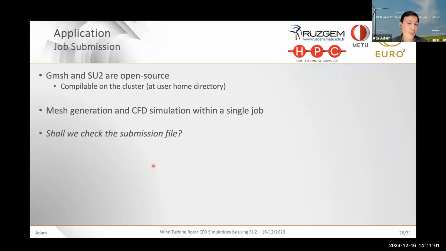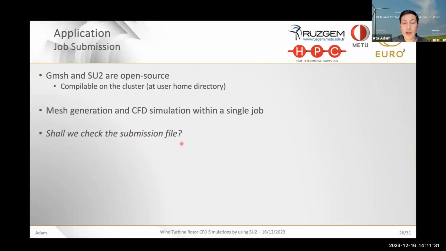So the good thing with open source software is you can compile them on the cluster in your home directory. I know that Truba has SU2 already compiled, but I don't know about Gmsh. You may want to check that later on. But it's always good to have the most updated version available in your cluster. So you can compile both software in your home directory, which I did, and I will show you how to call them in your job submission file.